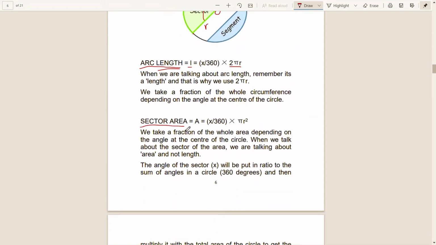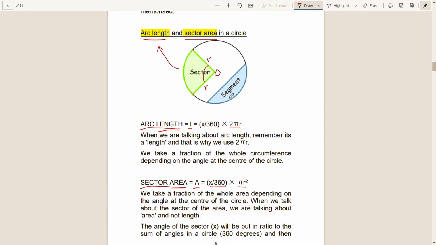Similarly, for sector area, which is denoted by A, we'll use x over 360 and multiply it by pi r square, because we're using area and not length. So the area of the circle is pi r square. For arc length, we'll multiply this part with the total length or circumference. And for area, we'll multiply this part with this total area, so that we obtain the fraction of a circle which is made sector in the question, right?